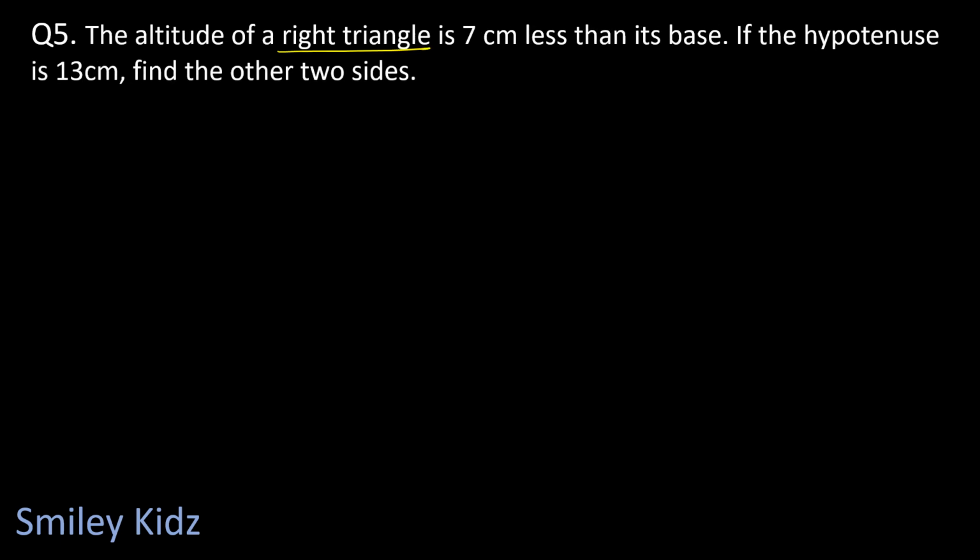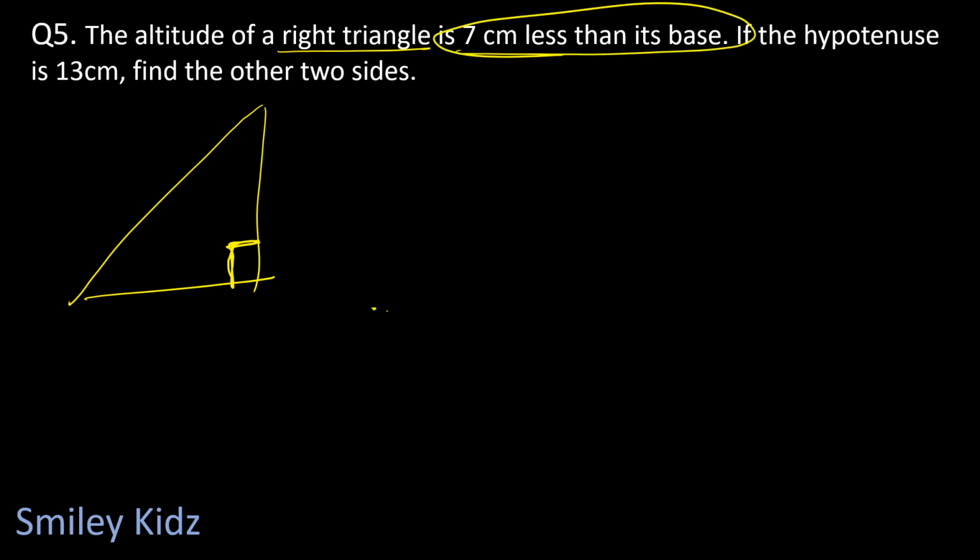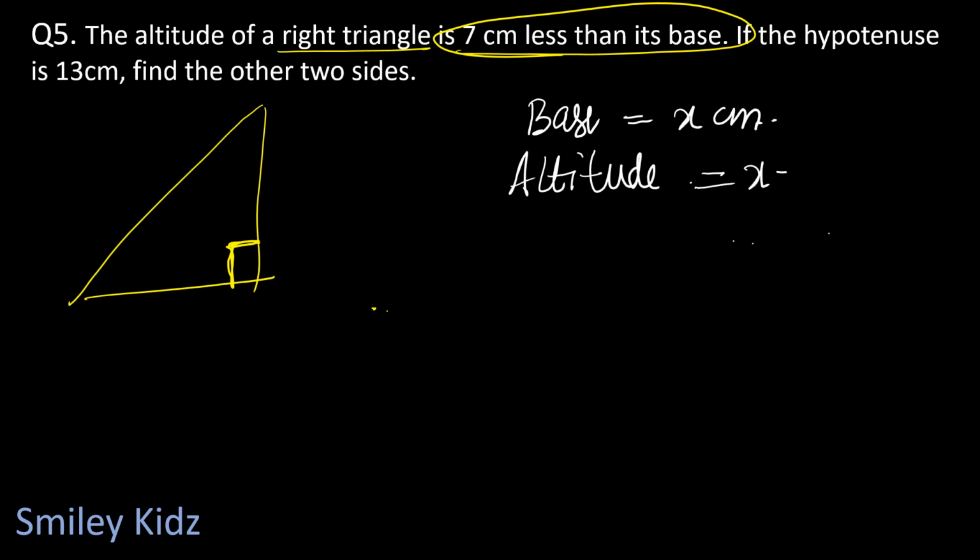The altitude of a right triangle. Let's have the right triangle. Right, this is the right angle. Now, the altitude of the right triangle is 7 centimeters less than its base. Now let me assume that the base is equal to x centimeters. Now when the base is x centimeters, what will be the altitude? The altitude will turn out to be x minus 7 centimeters, because according to the question, the altitude of the right triangle is 7 centimeters less than its base. So the altitude will be x minus 7 centimeters if the base is x centimeters, isn't it?